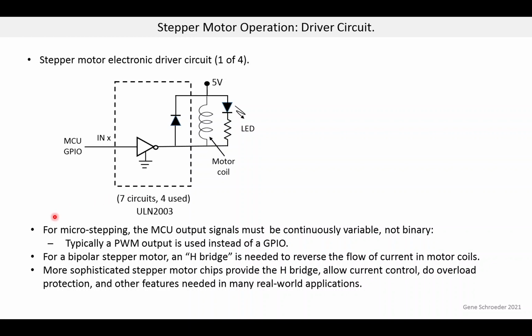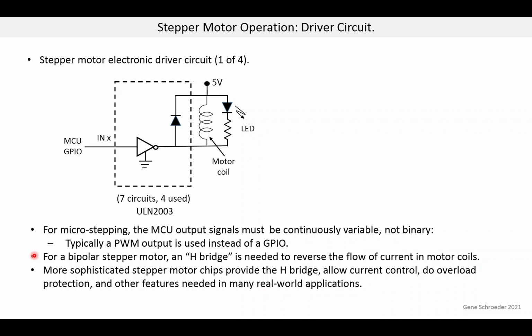Now, a few other things. For micro-stepping, you don't just turn the coils on and off. Instead, you control them precisely to get the rotor to turn gradually between steps. Typically, you use a pulse width modulated signal, which is PWM, and MCUs have hardware that support generating these kinds of signals. That's all I'm going to say about micro-stepping in this course. We won't be using it.